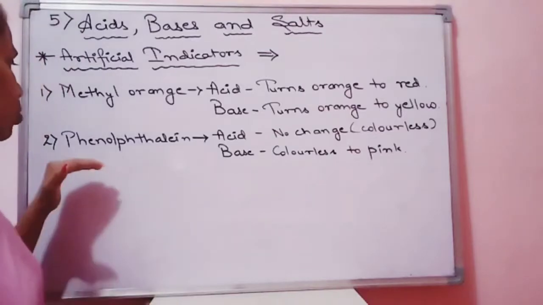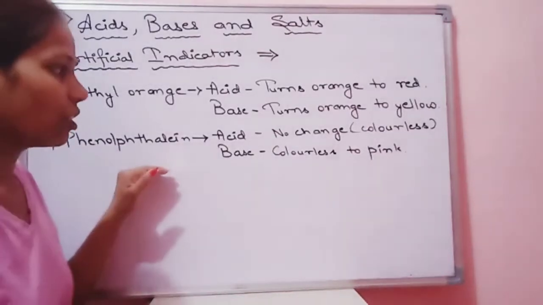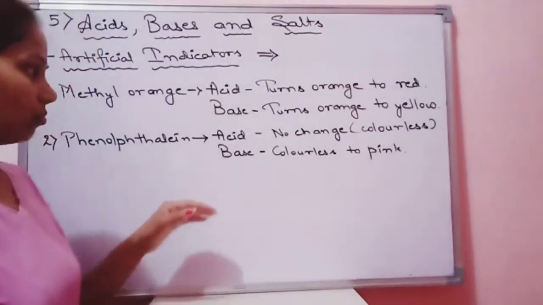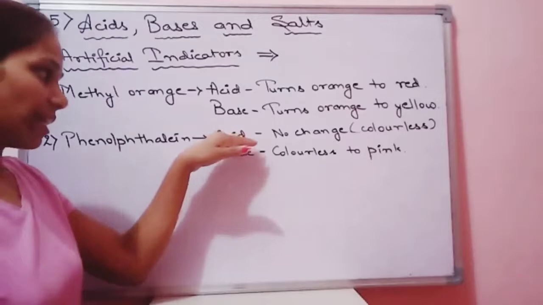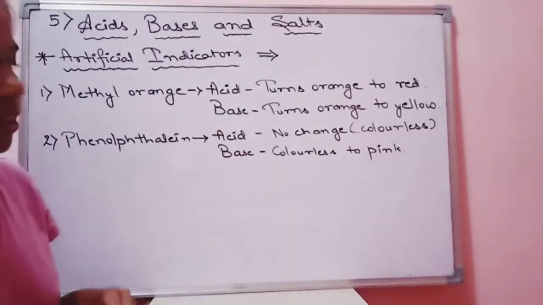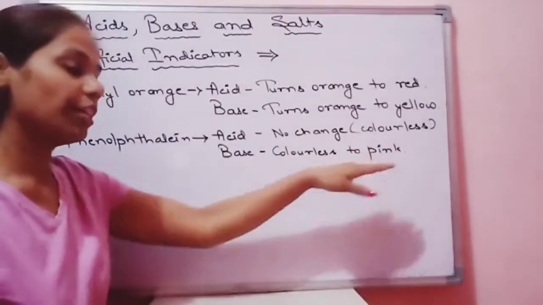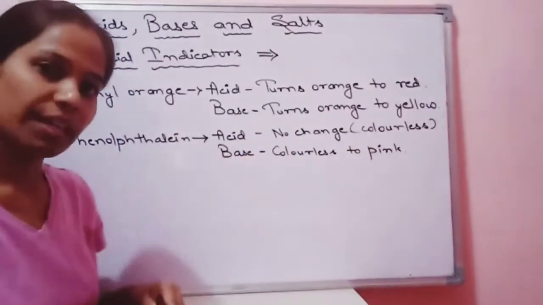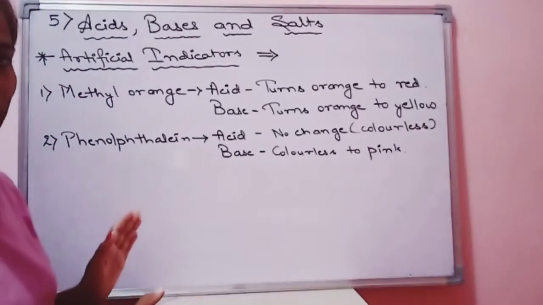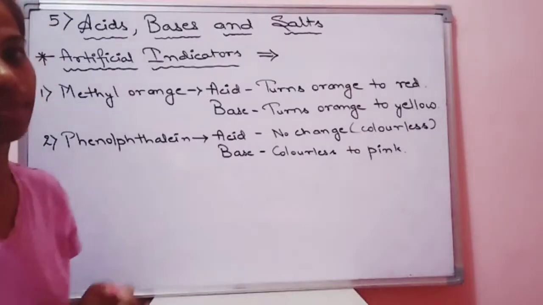Okay. Next we have the phenolphthalein solution. The phenolphthalein solution, children, is colorless. And when you mix acid with it, it remains colorless again. Whereas it changes its color to pink when it is mixed with any basic solution. Fine. So this is it for the indicators topic. Now let's move on to the next topic, that is base.